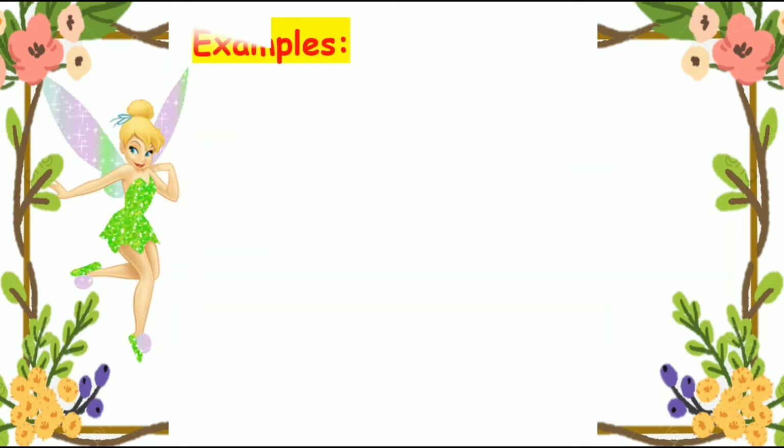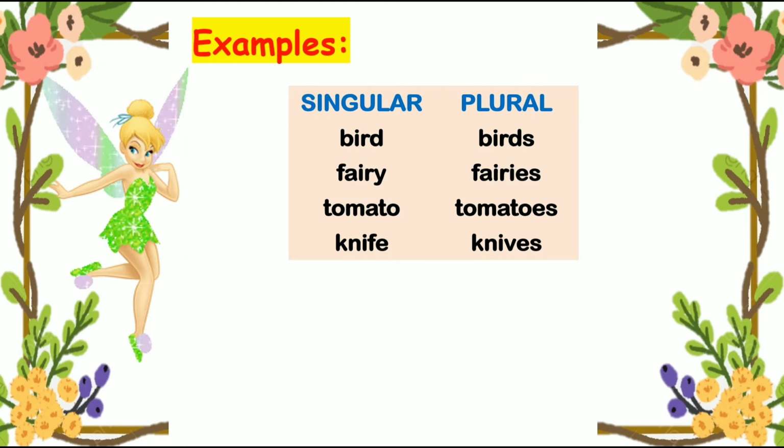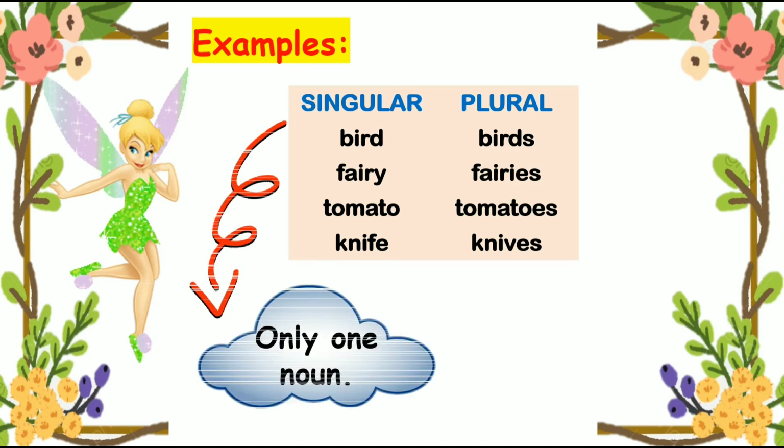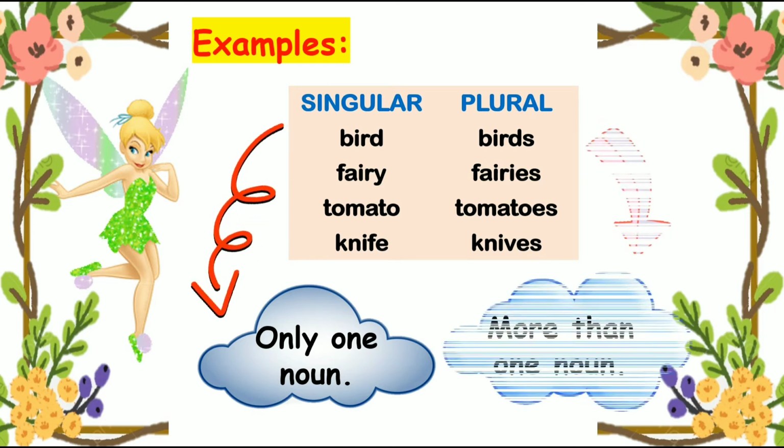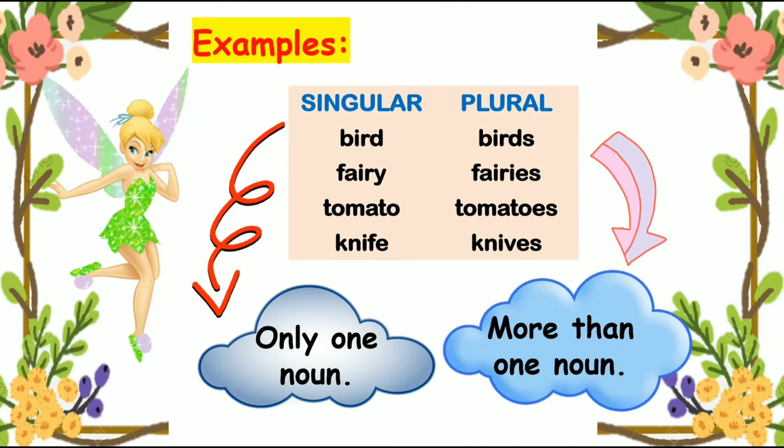Let us have other examples of singular and plural nouns. Under singular nouns, you have bird, fairy, tomato, and knife. These nouns mean only one. On the other hand, for plural nouns, you have birds, fairies, tomatoes, and knives. Each of these nouns mean more than one.